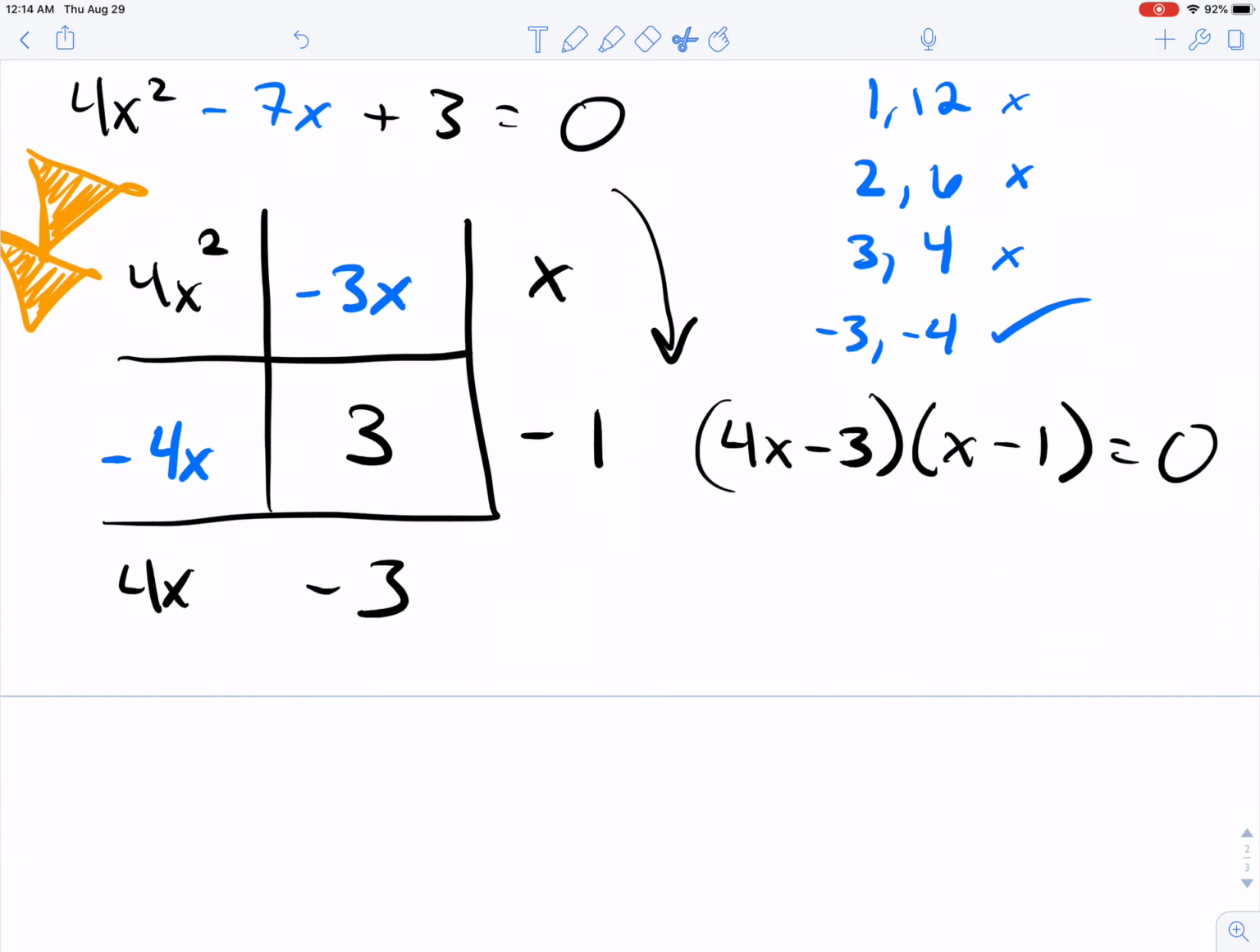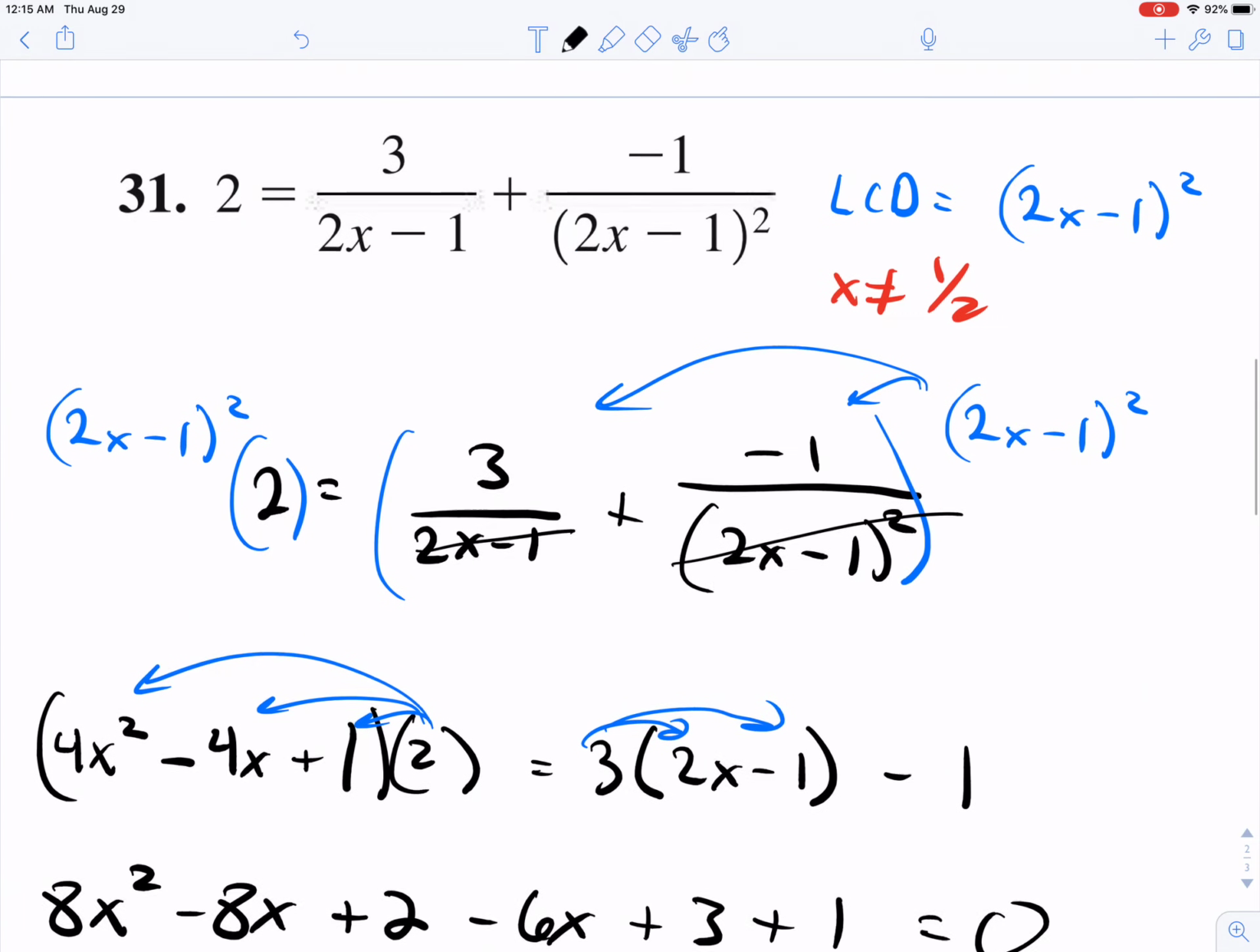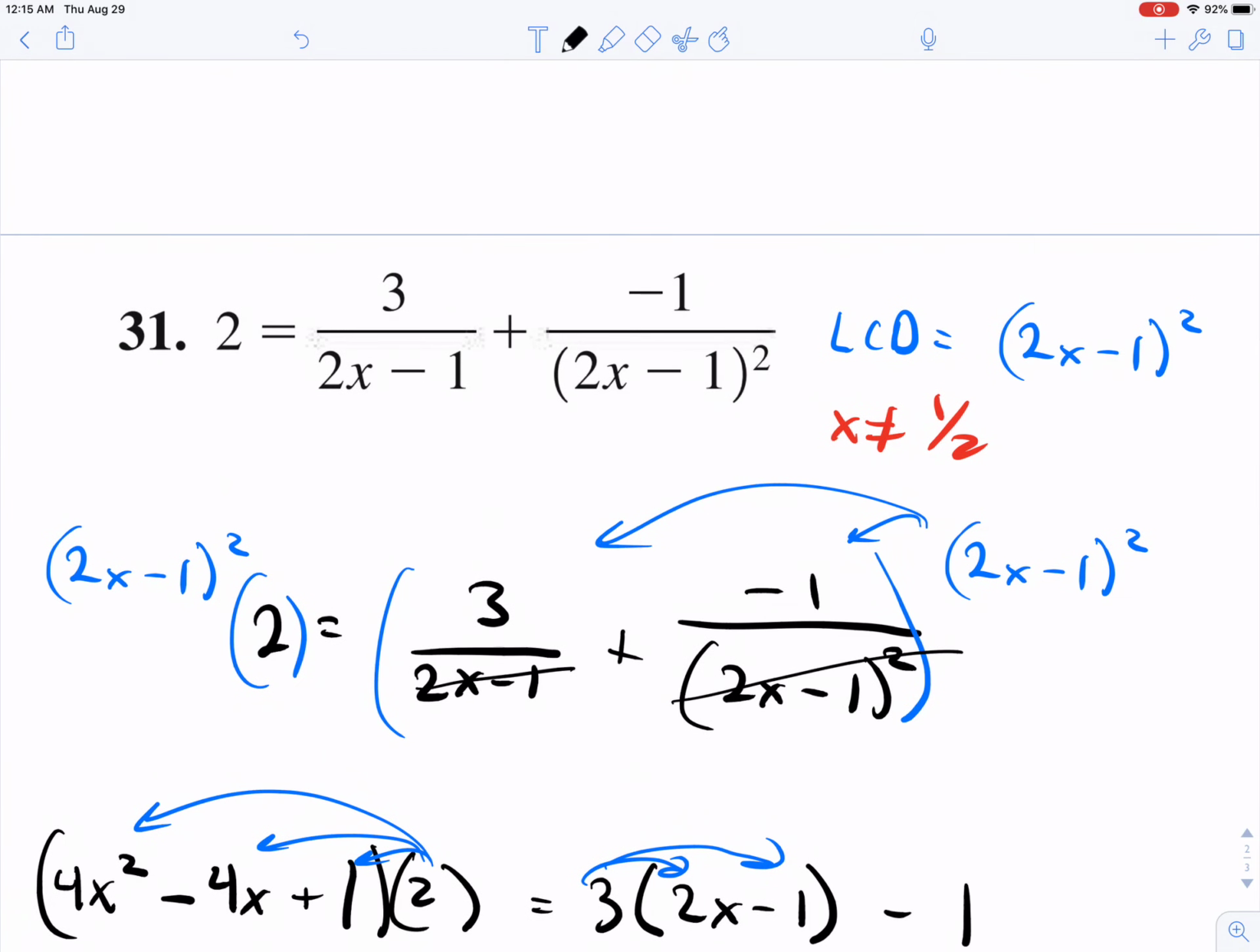Okay. So then by the zero factor property, when two things multiply to give us 0, either the first thing equals 0 or the second thing equals 0. If we solve, x equals 3/4 or x equals 1. Okay. We want to check these in the context of the original. Okay. I'm actually going to use my graphing calculator.